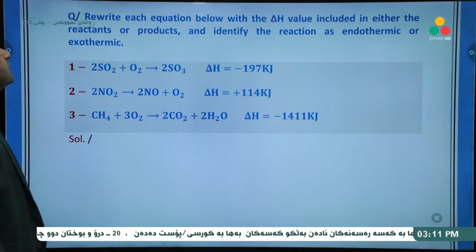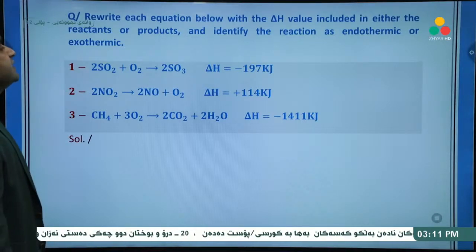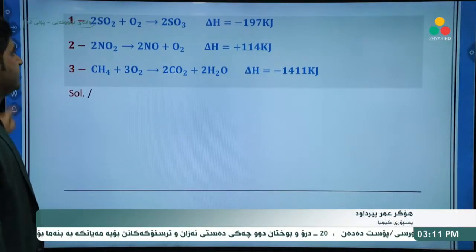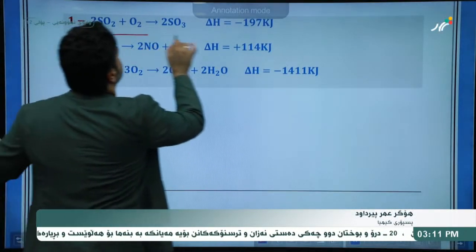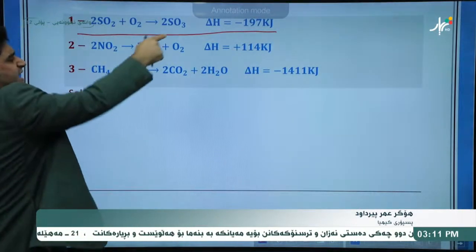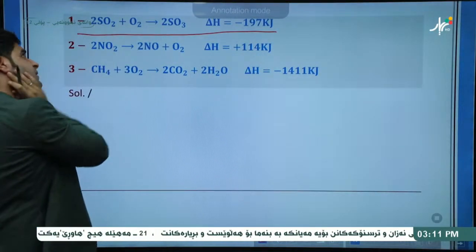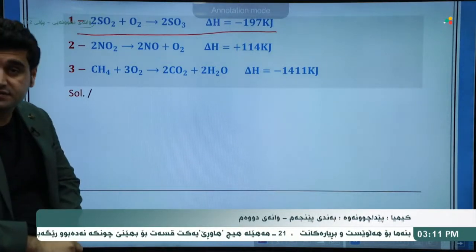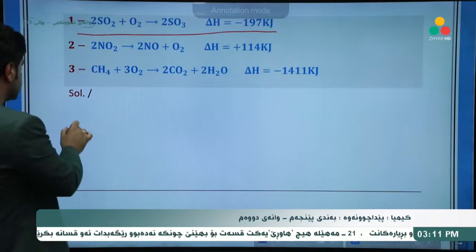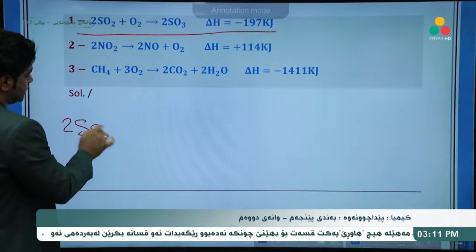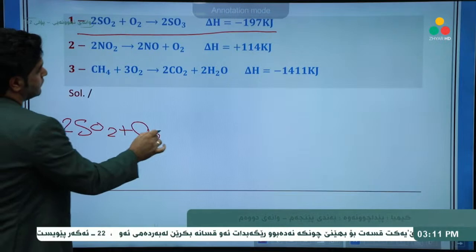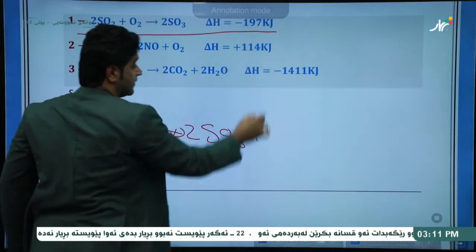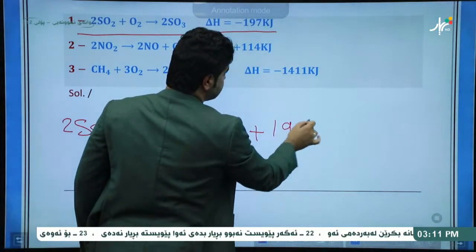Write each equation below with the delta H value included in either the reactants or the products. You see, for this reaction, it's exothermic. For exothermic, the energy must be written with the products or with the reactants? Of course, with the products. So the reaction will be 2SO2 plus O2 producing 2SO3 plus 197 kilojoule.